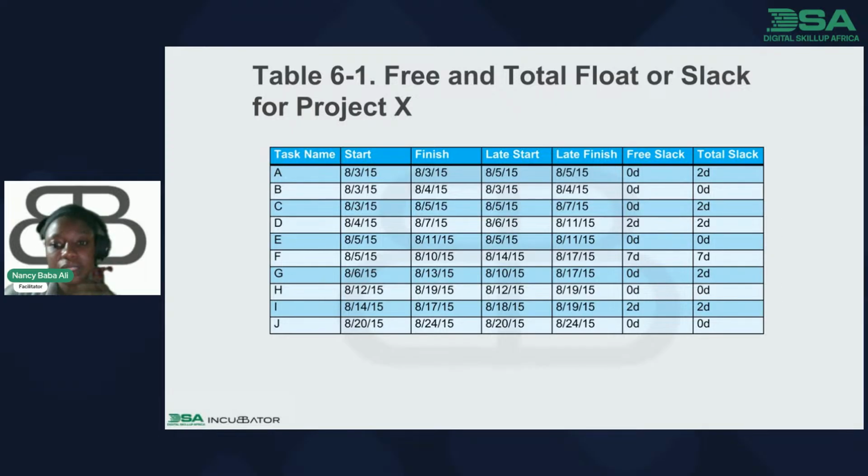task name, start, late start, which means that the total slack we've set for August 3rd is that it will start 2 days after. It cannot pass that. It must be at least 2 days after. So that continues all the way down.